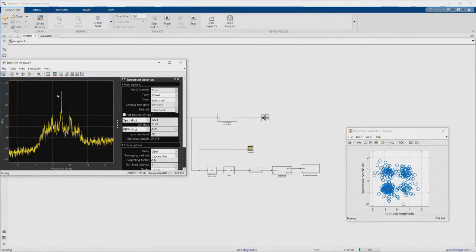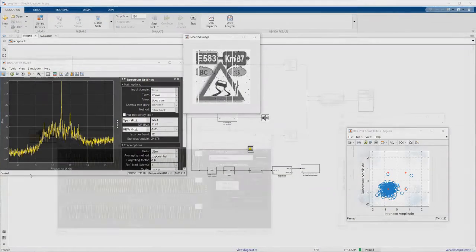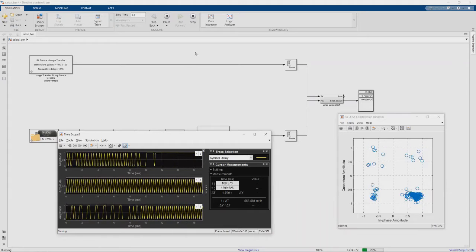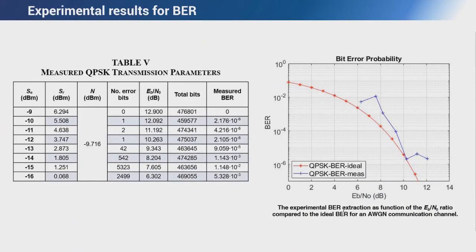One of our concerns is to find a compromise between the quality of the received image and the sound quality. Consequently, a study of the bit error rate as a function of the QPSK signal level was performed. In this figure are presented bit error rate values obtained experimentally depending on the Eb over N0 ratio presented in this table. The ideal theoretical values of bit error rate versus Eb over N0 ratio for an AWGN communication channel are also represented. According to the obtained results related to the power levels, the measured bit error rate variations are coherent with respect to the theory.